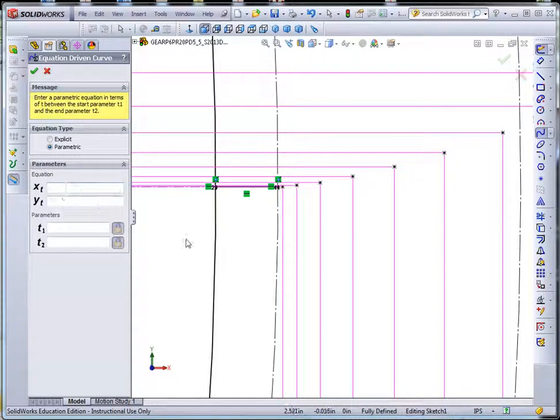So for the x value, we had the pitch circle diameter was 5.5, and we have to multiply that times the cosine of the pressure angle, which is 20, but SolidWorks wants the angle in radians, so we'll have to multiply that times pi divided by 180. So that gives us the radius of the base circle.